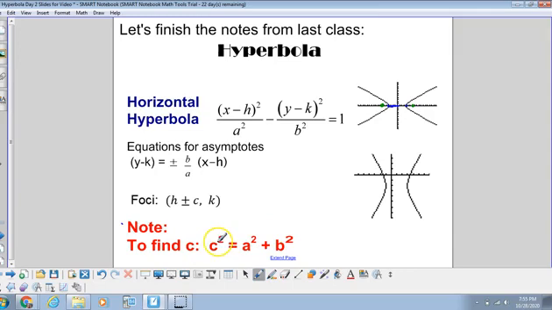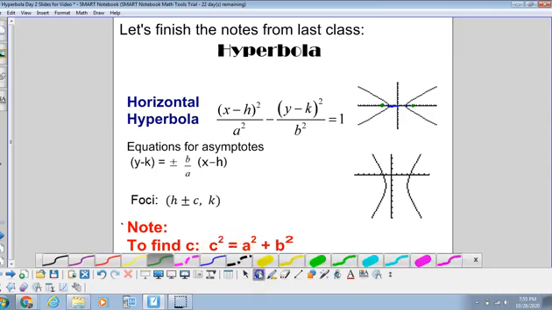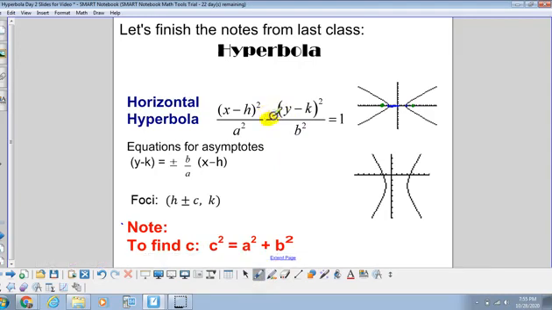But remember, with an ellipse, our ellipse equation has a plus sign in it, and our ABC relationship has a minus. C squared equals A squared minus B squared. For a hyperbola, our hyperbola equation has a minus, and our ABC relationship has a plus.